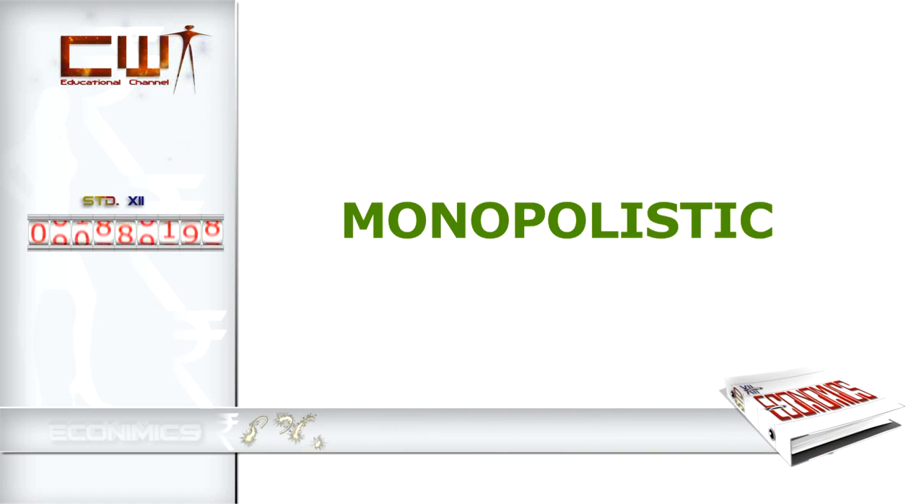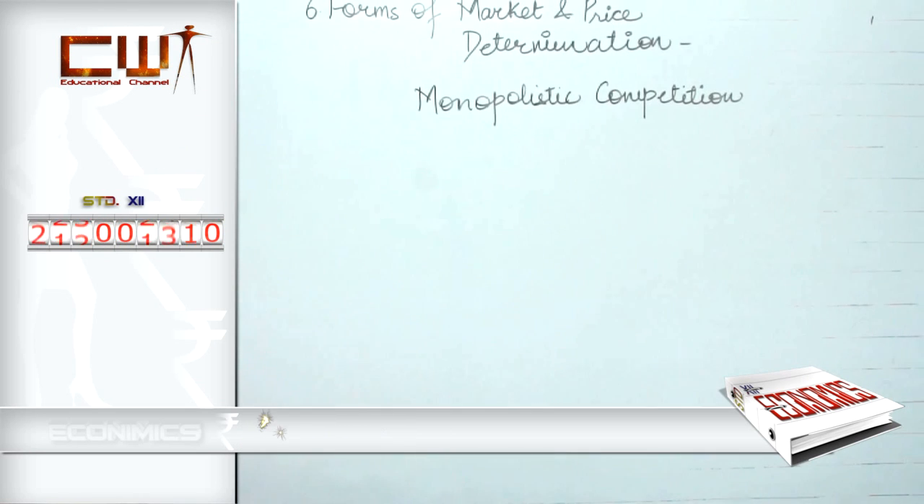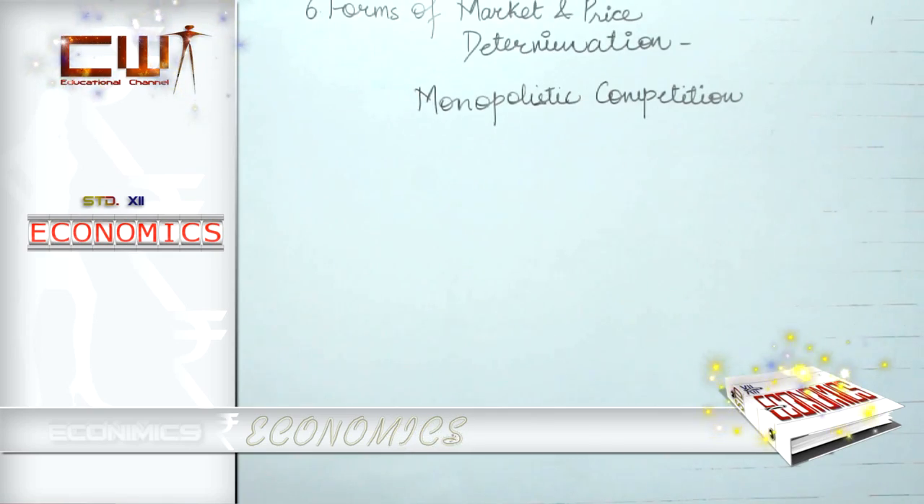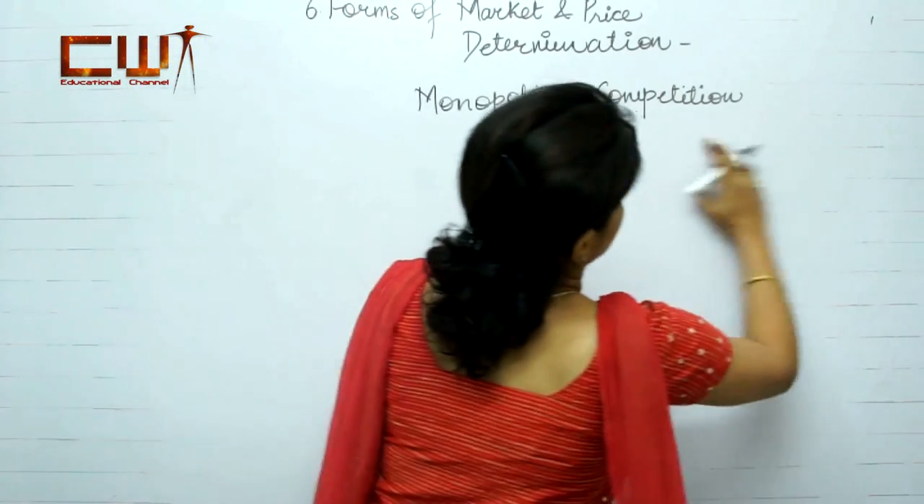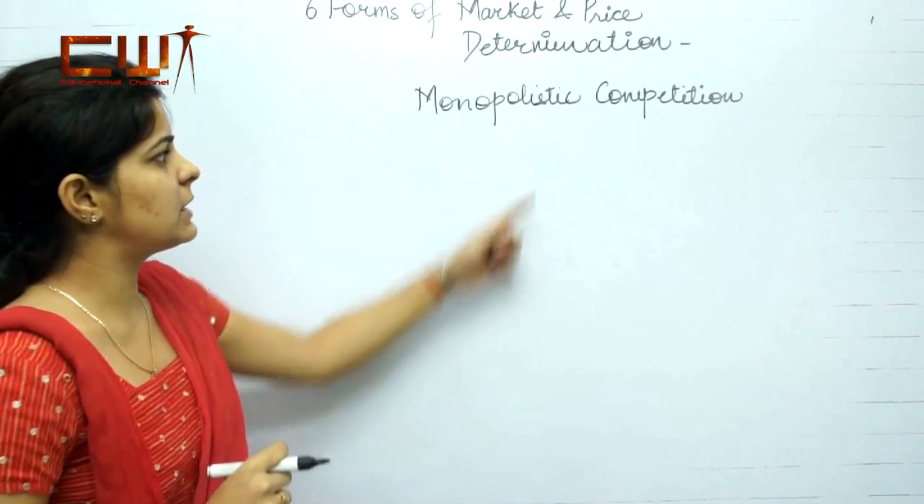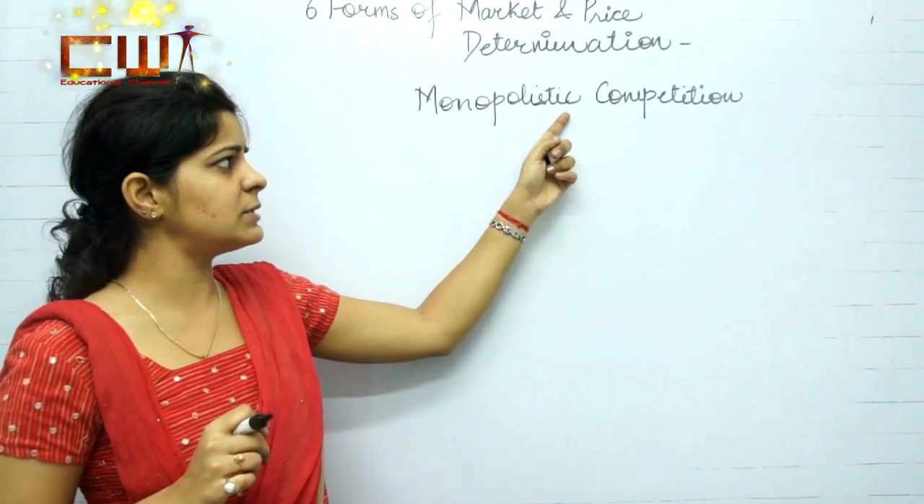Then you have monopolistic competition. Monopolistic competition means, again, there are a large number of buyers and sellers. There are a large number of buyers and sellers under monopolistic competition.